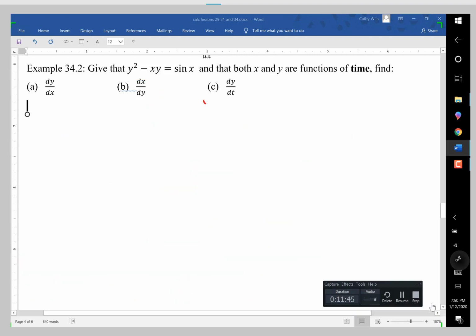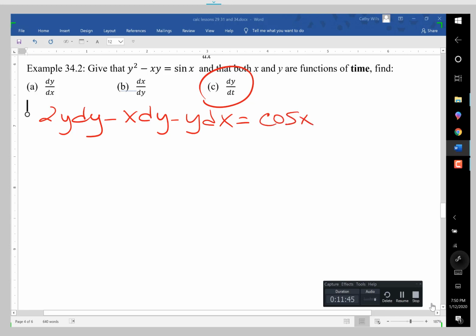Okay, and now we'll do part C. All right, again, same exact way we did before. 2y dy minus x dy plus y dx. Oops, I'm just going to go ahead and say minus there because I'm just going to distribute that minus sign. Minus y dx equals cosine x dx.